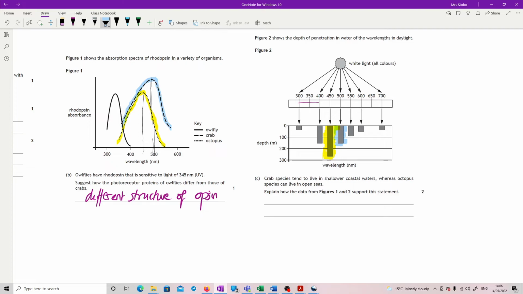So you're going to have to say that the maximum absorption of the octopus is around 450 nanometers, whereas for the crab it's about 500, and the 450 nanometers has the greatest depth that it can penetrate to, so therefore that gives you your best thing for someone that lives in the depths. Sorry, not lives in the dark, lives in the depths. And that's it. Okay, and that's the question.